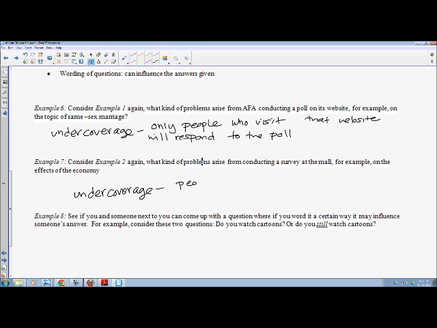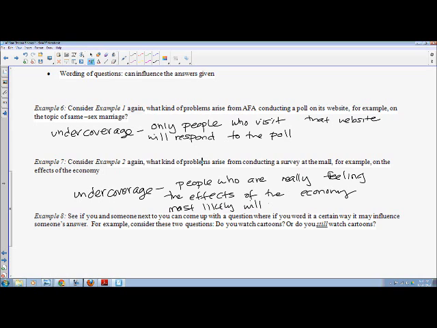Because people who are really feeling the effects of the economy most likely will not be at the mall. So because they're not at the mall, they're going to be left out of the survey and you may not get the results you're expecting.